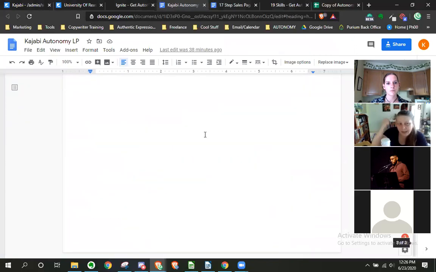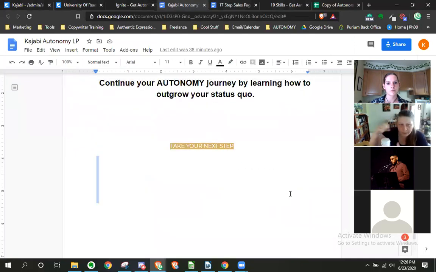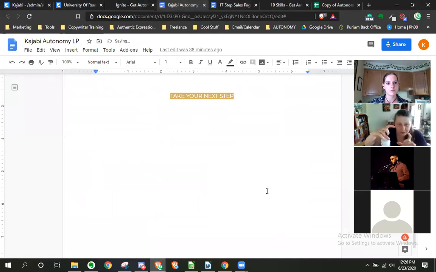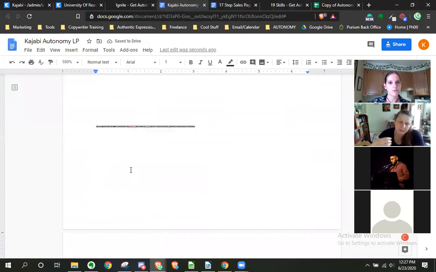Agreed. I see it as like a stamp at the bottom of the page, like make it look like a stamp on an image and go, boom, autonomy. Oh. This is what autonomy is.